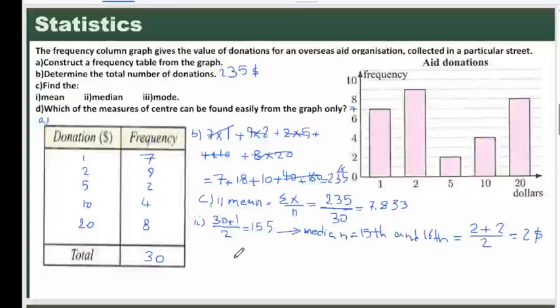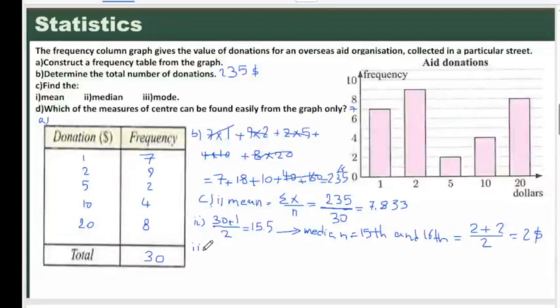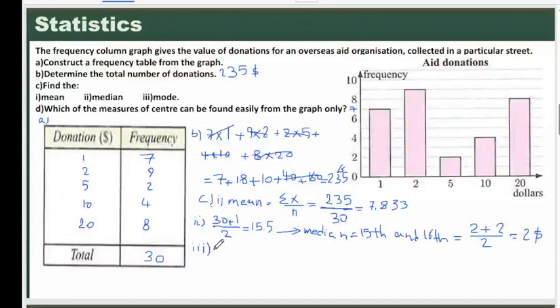And mode, we know the mode is the most often. So the most often here would be 9, that means $2 has more frequency, so it would be my mode. So here mode would be $2.